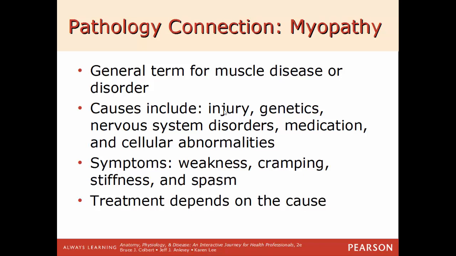Now, the causes of myopathy could be various types of injuries, could be genetics, could be medications, could be cell abnormalities, could be a nervous system disorder. Some symptoms of myopathy: weakness, cramping, stiffness or muscle spasms. And the treatment will obviously depend on the root cause of the myopathy.